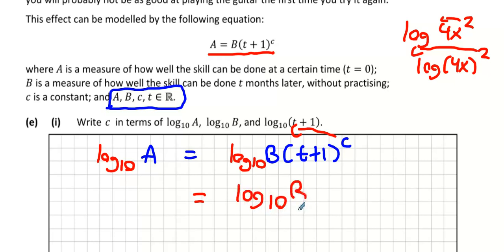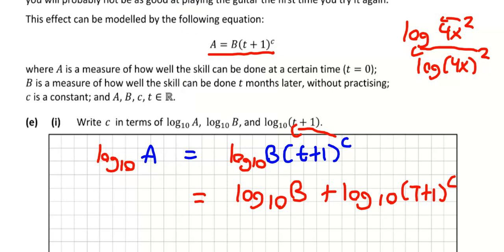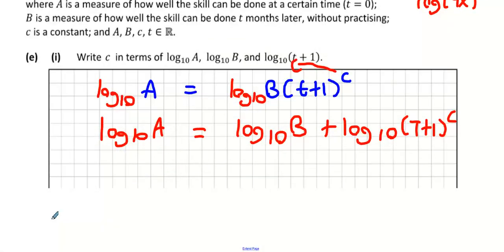Plus, see what I'm doing there? That's the addition rule. No, give me a sec. Okay. And then what we're asking for then is log 10 base A. Now, is the C movable now? Bring the C to the front. C log 10 t plus 1 to the power, gone, yeah?